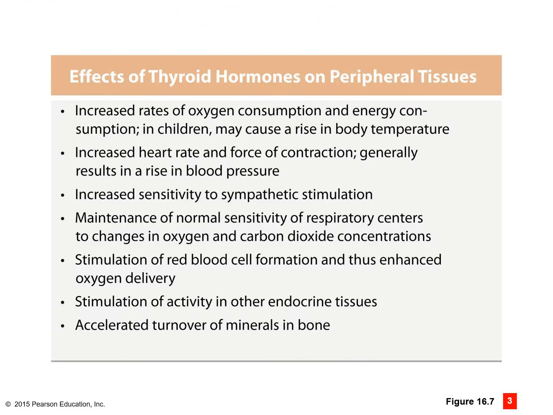So once thyroid hormones, T3 and T4, are traveling in the blood and they get released from those proteins and act upon a cell, these are the effects that they would have on that tissue. 1, an increased rate of oxygen consumption and energy consumption. In children, this can cause a rise in body temperature, which is often why one of the major stimulating factors of thyroid stimulating hormone and subsequently T4 and T3 release is going to be temperature of the external environment. If it's colder, you will release more T3 and T4 in your body.